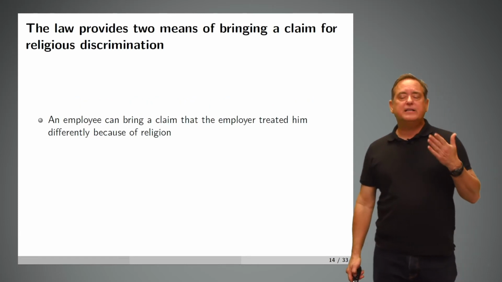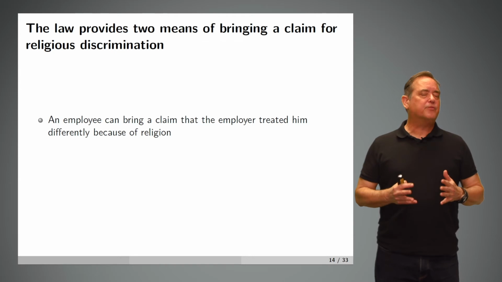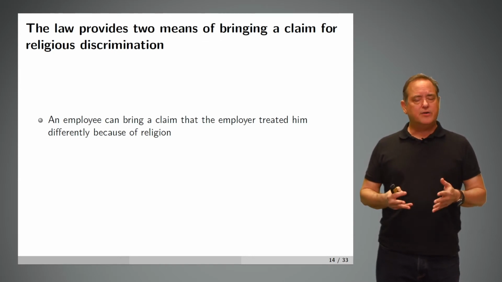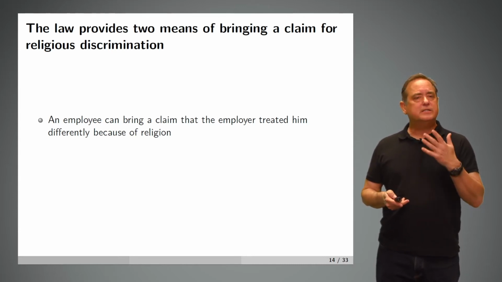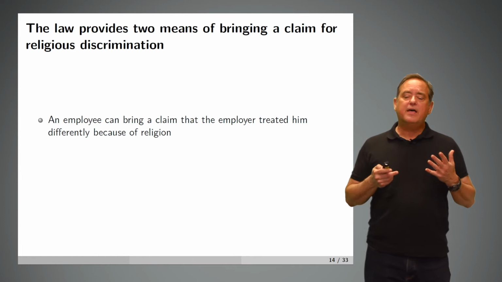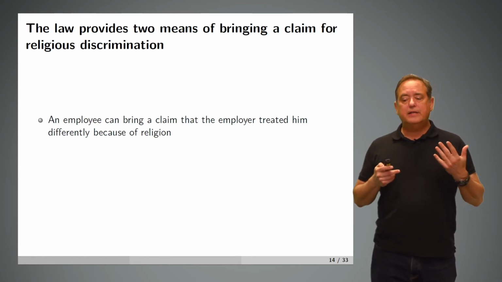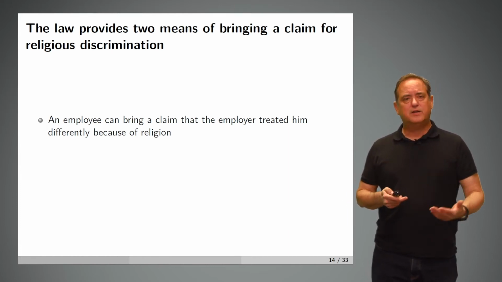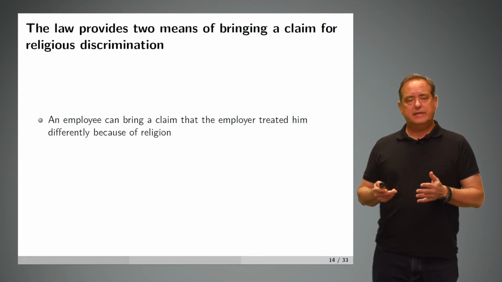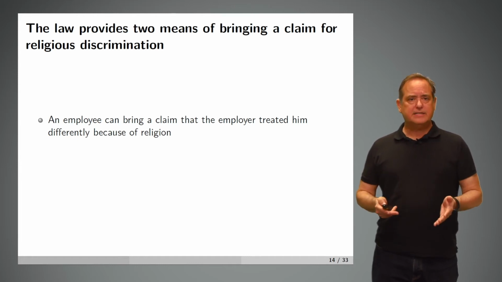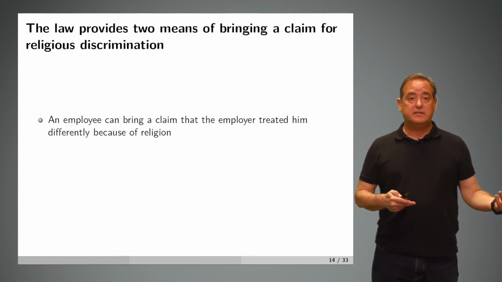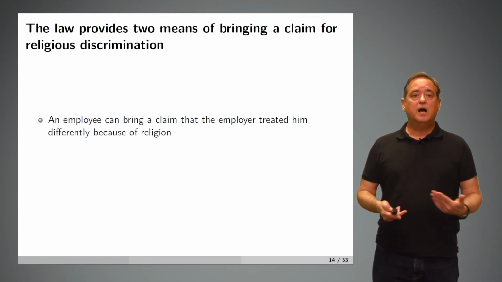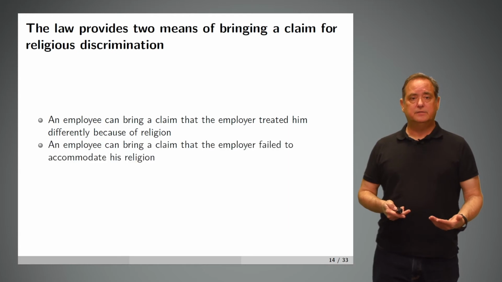Now, the law provides two means of bringing a claim for religious discrimination. There's two theories that can be used to support a claim of religious discrimination. And the first is an employee can bring a claim that the employer treated him differently because of religion. This is classic disparate treatment. I was treated differently than someone else in a similar situation because of my religion.